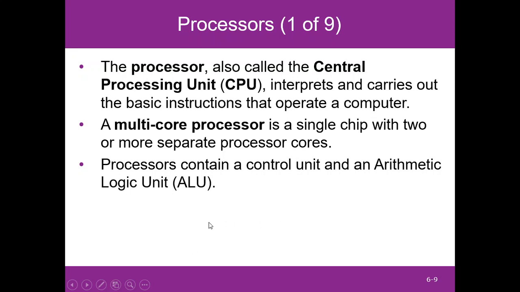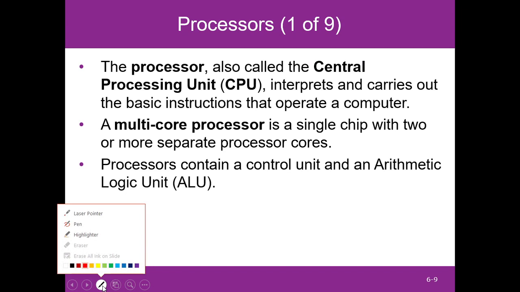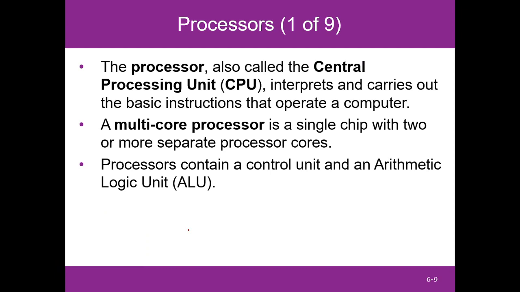So before modern computers, the processors were single core CPUs. They did not have multiple cores. But nowadays processors have multiple cores. Processors also contain two distinct components or units. One is the control unit, and the other is the arithmetic and logic unit.